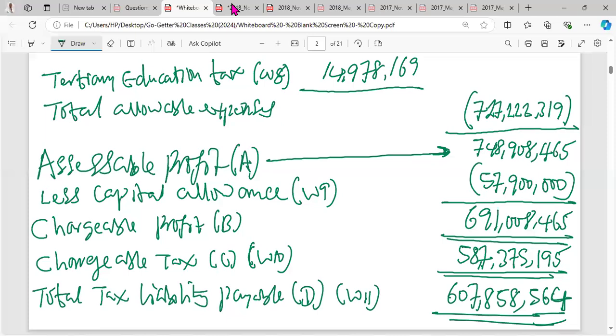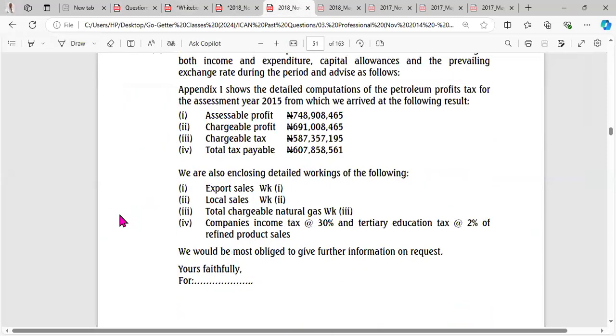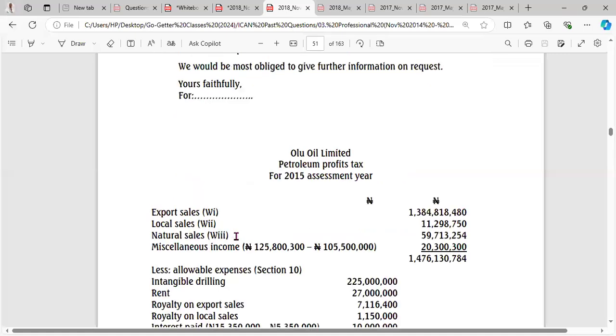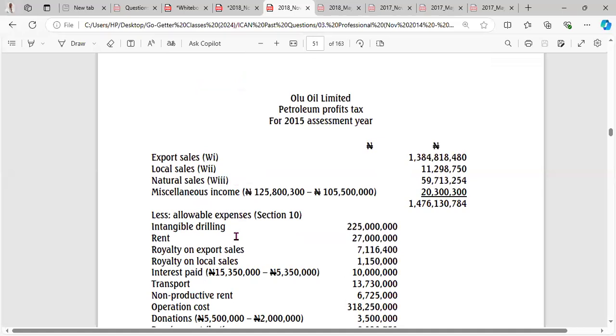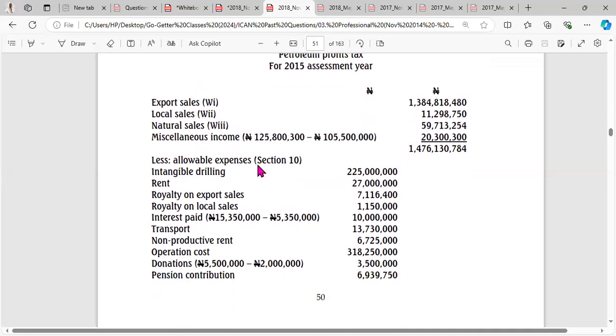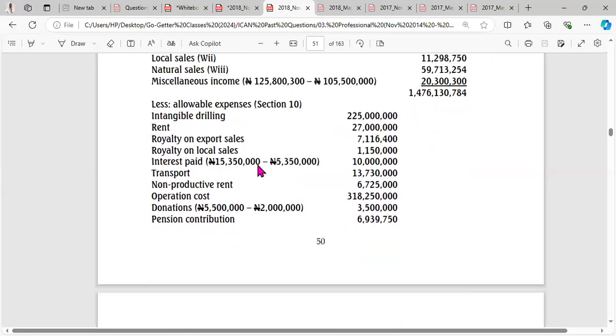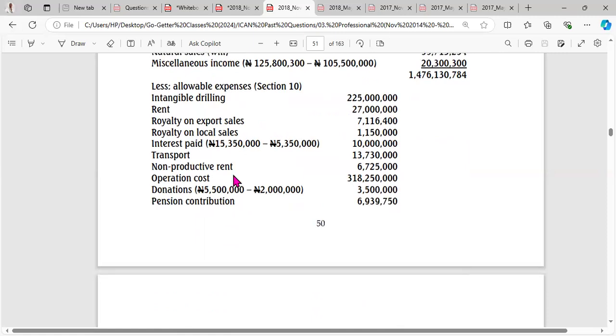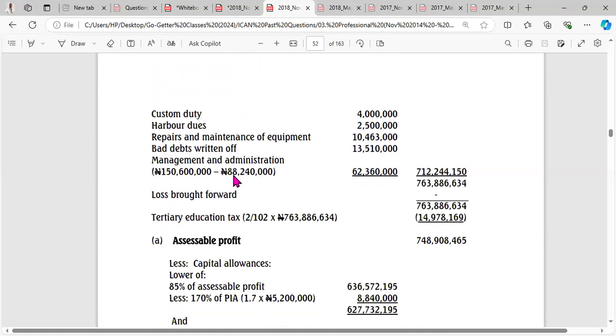All right. We have also enclosed detailed workings of the following: export sales, workings 1, and all that. All these are not necessary. You can just say, see the enclosed workings. Then sign it off. Then you now look at your workings and put the name of the company on top. Can you see now that in every workings, they went to do the workings in every line. Some of them, they did the line workings here, which is fine.